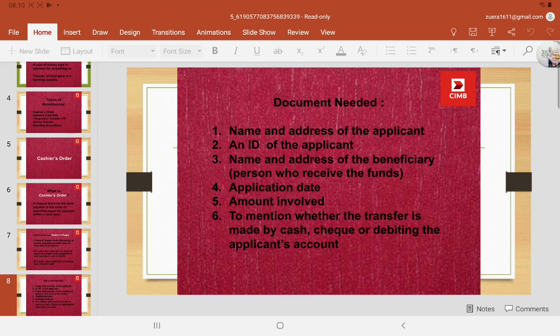Then the application date and the amount involved in the cashier order. You also have to mention whether the transfer is made by cash, check, or by debiting the applicant's account. So this is the information needed in order for you to use the banker's check.